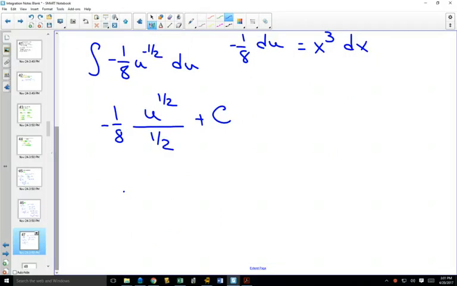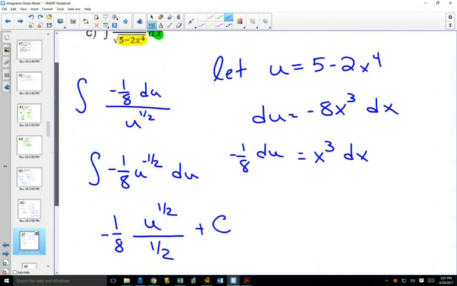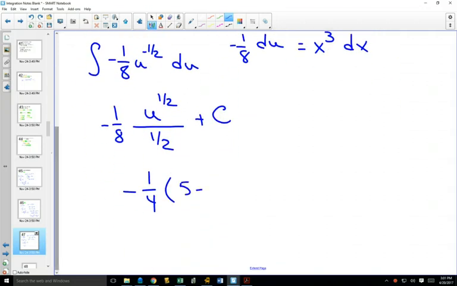Dividing by a fraction is the same as multiplying by a reciprocal. If I multiply this by 2/1, that fraction is going to simplify to negative 1/4. My u, when I substitute back, was 5 minus 2x to the 4, to the power of 1/2, plus c.